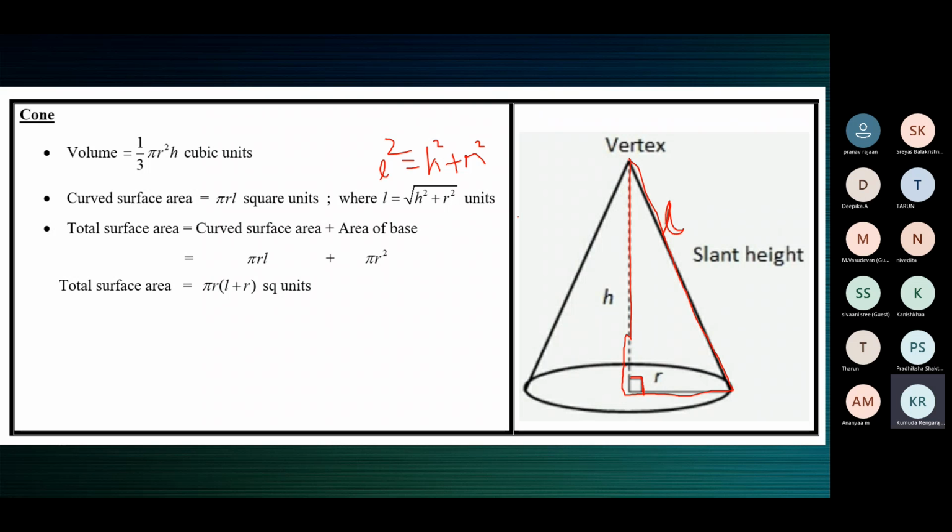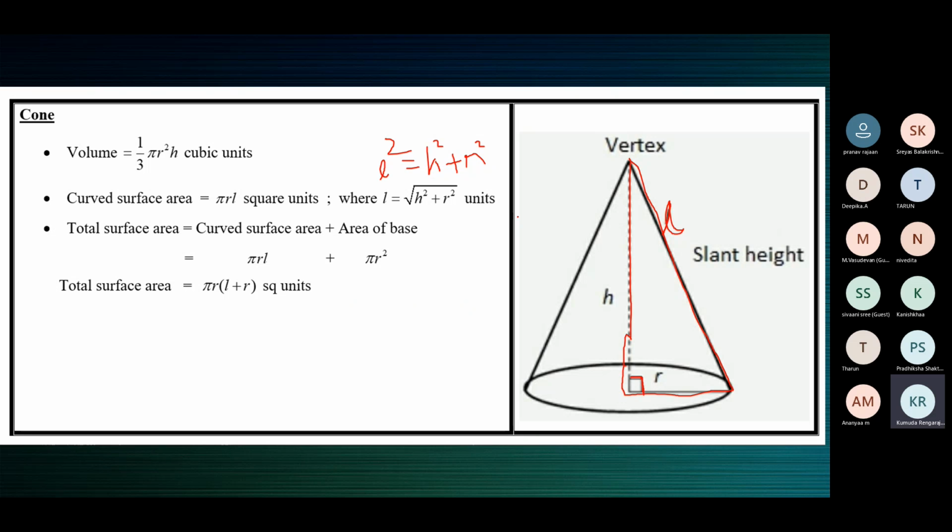The square on the hypotenuse, L square, is equal to the sum of the squares of the other two sides, h square plus r square. So we have L is equal to root of h square plus r square units. Curved surface area is given by the formula pi rl, where L is the slant height of the cone. Curved surface area is pi rl square units, because area is in square units.